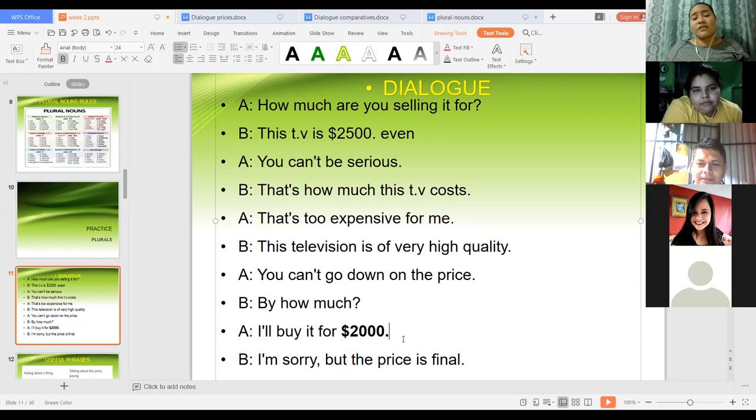Así que don't rush yourself, pause yourself, right? So let's see. So we have here the dialogue. This dialogue is about prices. We are going to be understanding about prices, right? Whenever we are talking about prices in the United States, most likely those people, they fight for you for 1 cent, right?